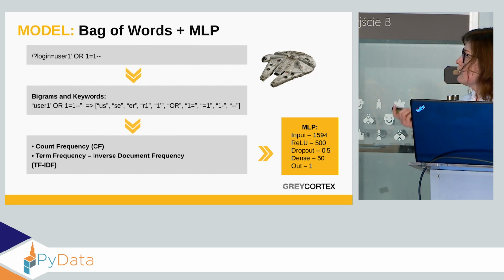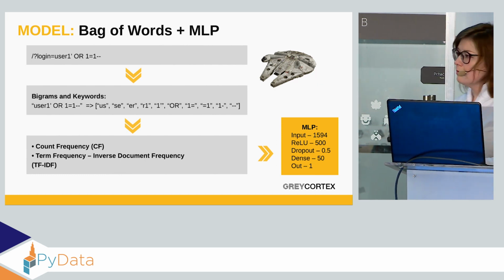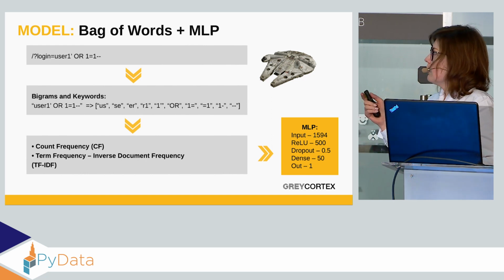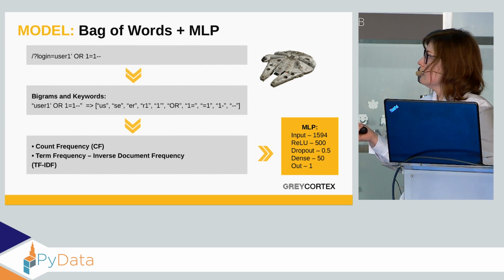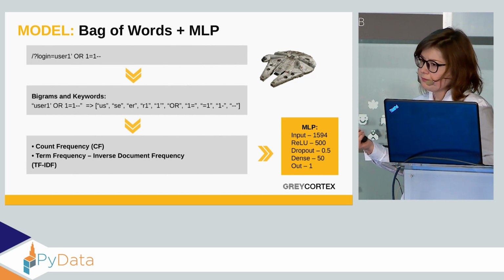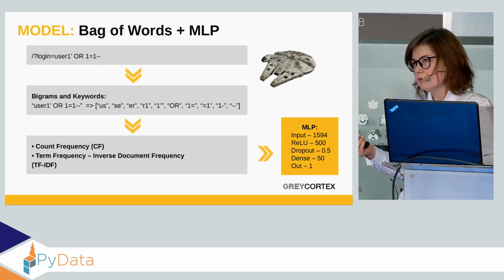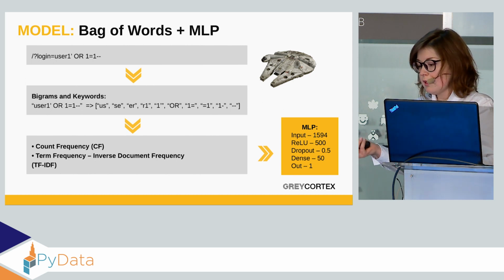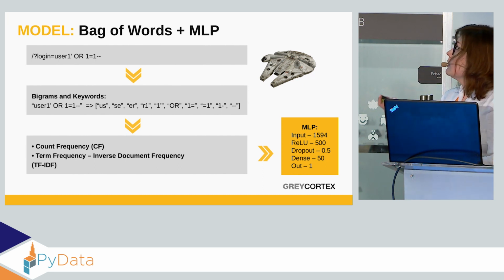Then we apply two techniques to create vectors. First was count frequency, which just counts how often this bigram or keyword appears in a query. And second was TF-IDF, where we also weight how important this particular token is to our task. And then we also play with some machine learners, multi-layer perceptrons, and get a model like that.